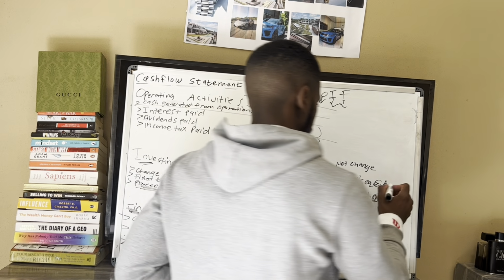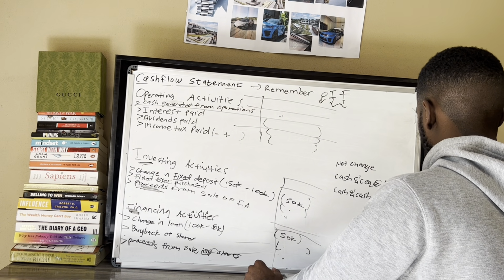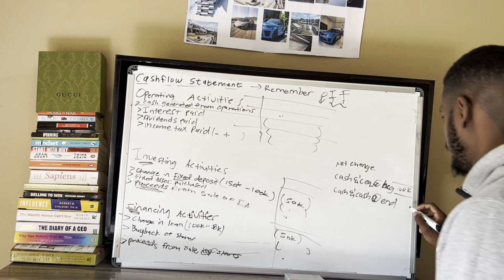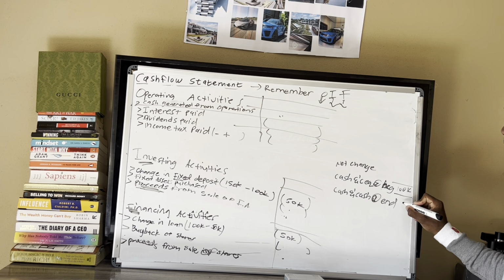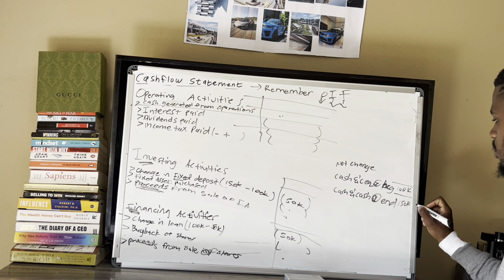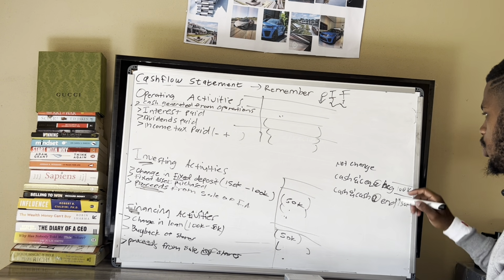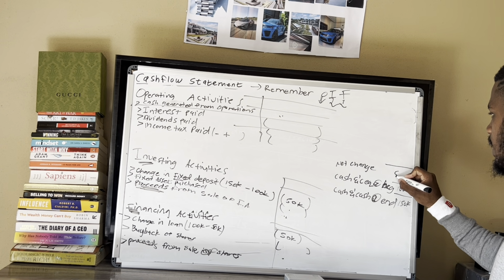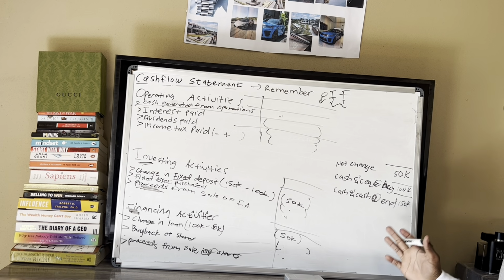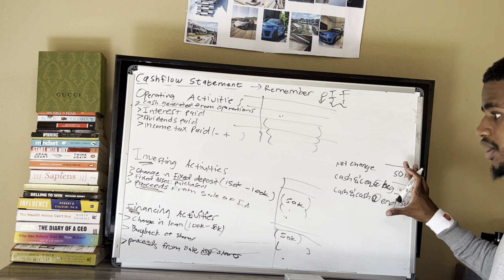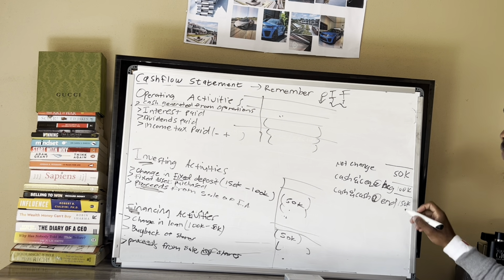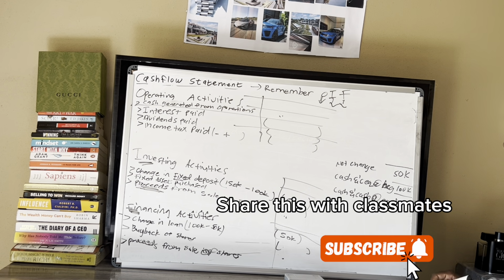If we were given 100,000 as the cash and cash equivalent at the beginning, and at the end it is 150,000, it means that we added more cash to our cash and cash equivalent. The net change would be 50,000. This is just a basic example, but I did the other examples as well, so I'll be referring to those.